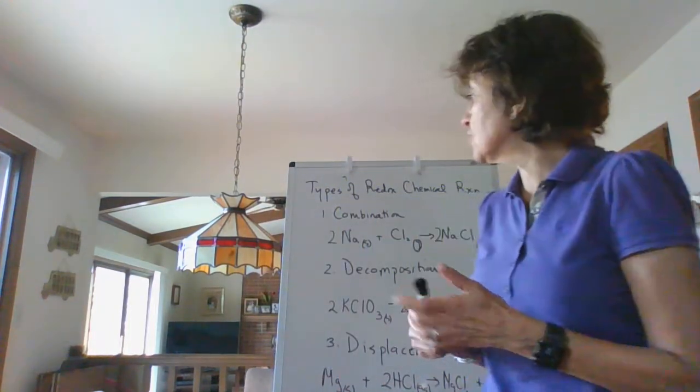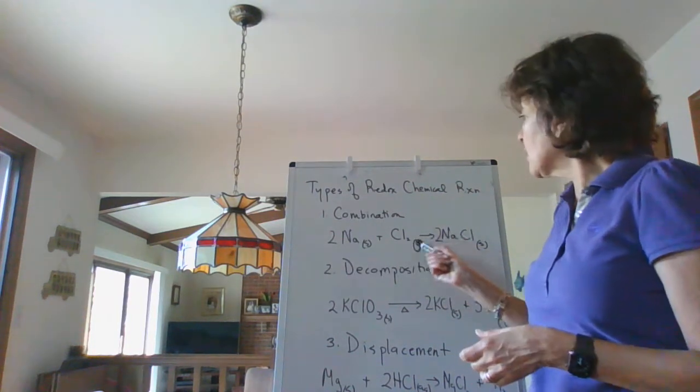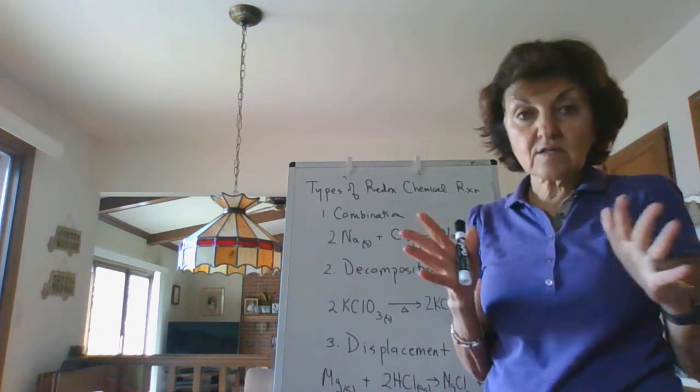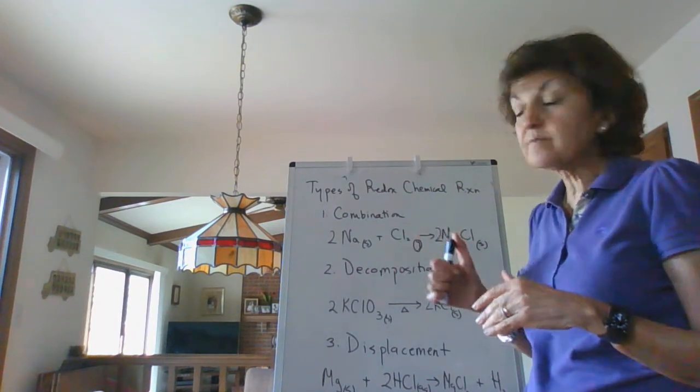So I'm going to focus on the first three. The combustion reactions, those are the ones where you have a hydrocarbon, the ones that we did in chapter three. You have an organic compound, you burn it in oxygen, and you're going to get carbon dioxide and water. Those will be redox. But let's focus on combination reactions. What is a combination reaction? A combination reaction is a reaction where you have two or more reactants and they combine to form only one product, just one product, okay?